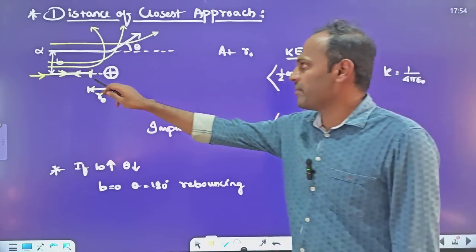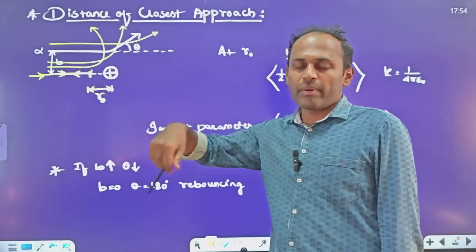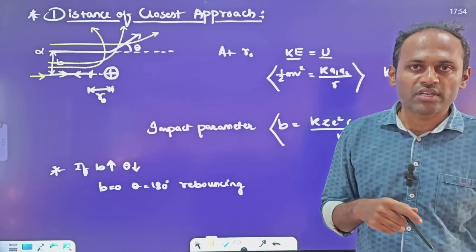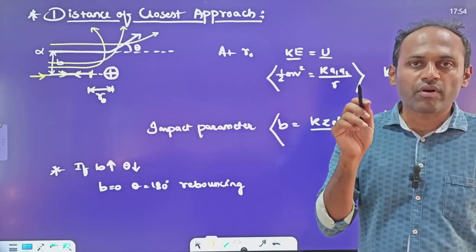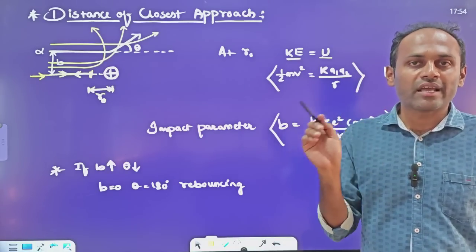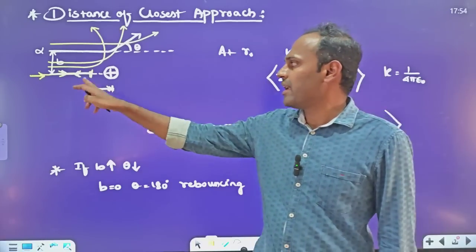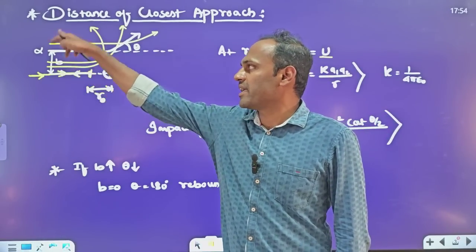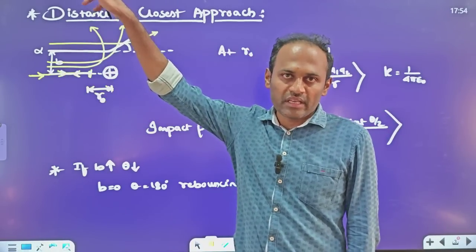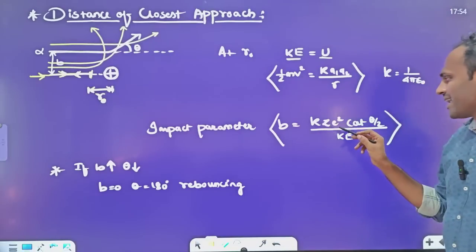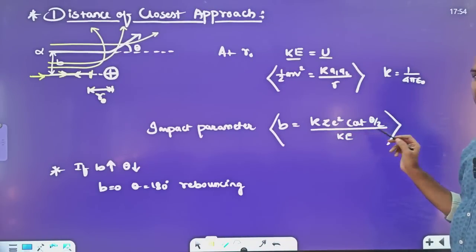Impact parameter, see, b is the perpendicular distance. Impact parameter is the perpendicular distance of the direction of the alpha particle from the central line of the nucleus when it is far from the nucleus. It is given by k Z e square cot theta by 2 divided by kinetic energy.